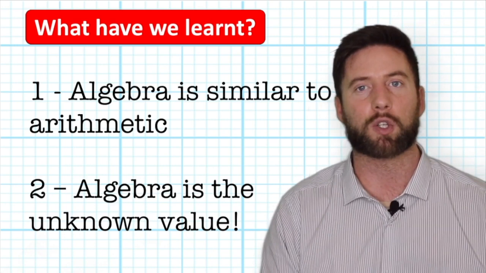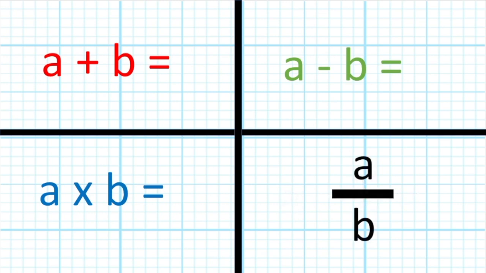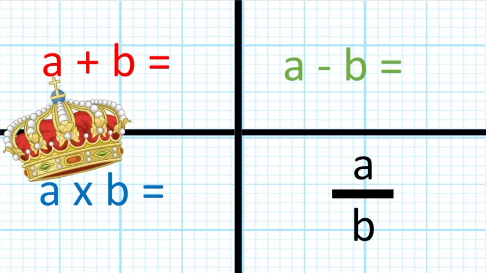Here are the four basic arithmetic problems: addition, subtraction, multiplication, and division. Although in algebra, you will see division being represented in its fraction form. In arithmetic, all four of these operations will have the same stature. They are the same importance. However, in algebra, we have a king. Our multiplication is the king. It gets some special treatment. And that's because in algebra, multiplication is the go-to, the standard, the default operation.